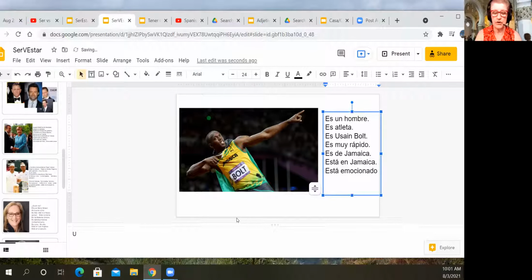I want to caution you about this word excited. The word excited can be emocionado. It can also be, that's a harder word to pronounce, entusiasmado, enthused. We don't say enthused very often in English, do we? Entusiasmado, emocionado. Emocionado does not mean emotional. It means excited.